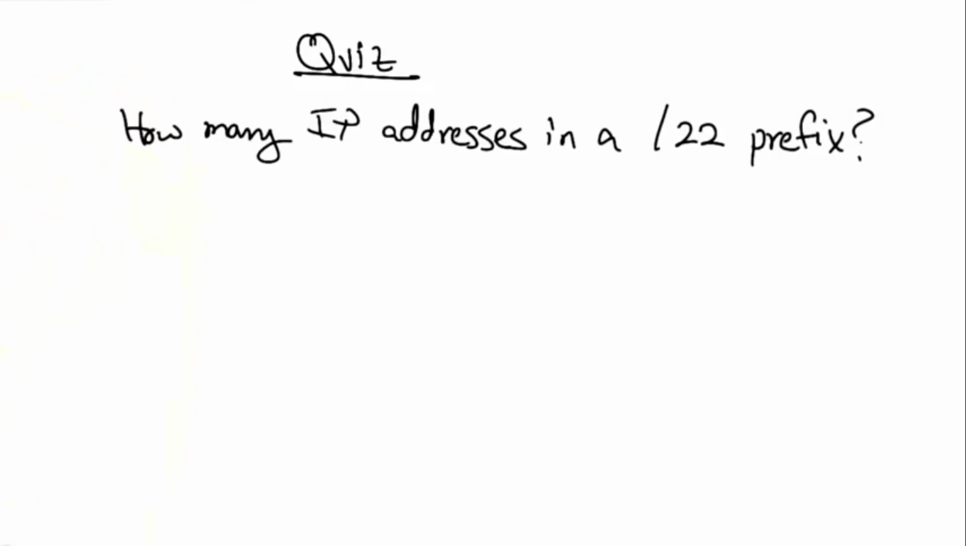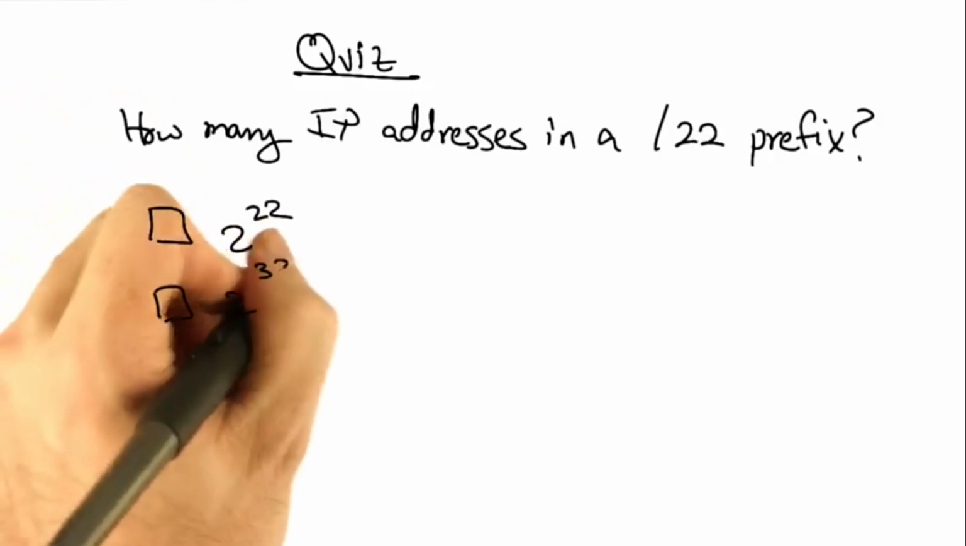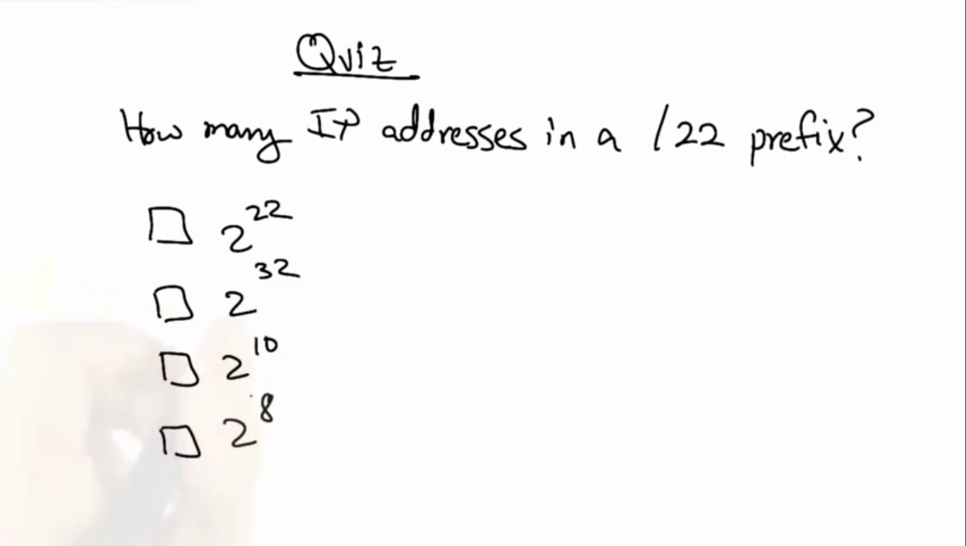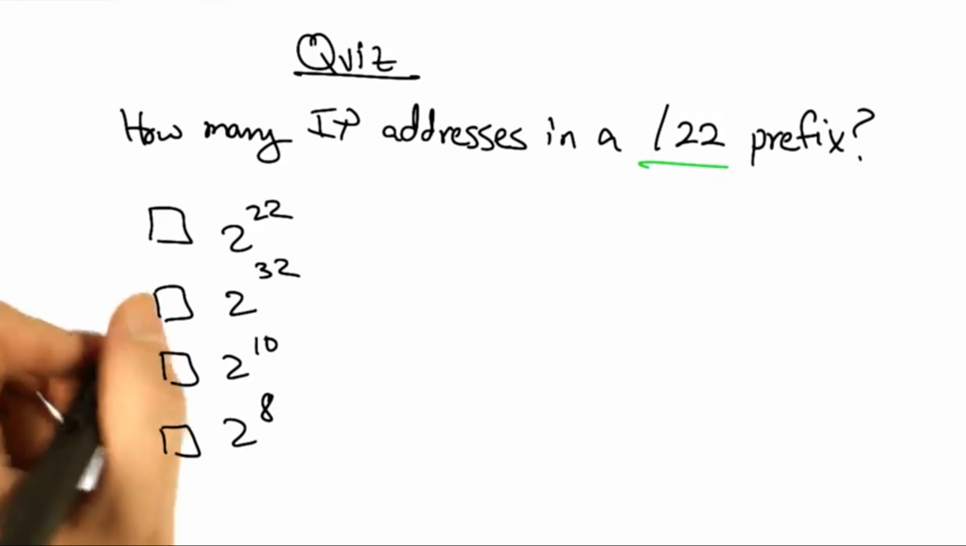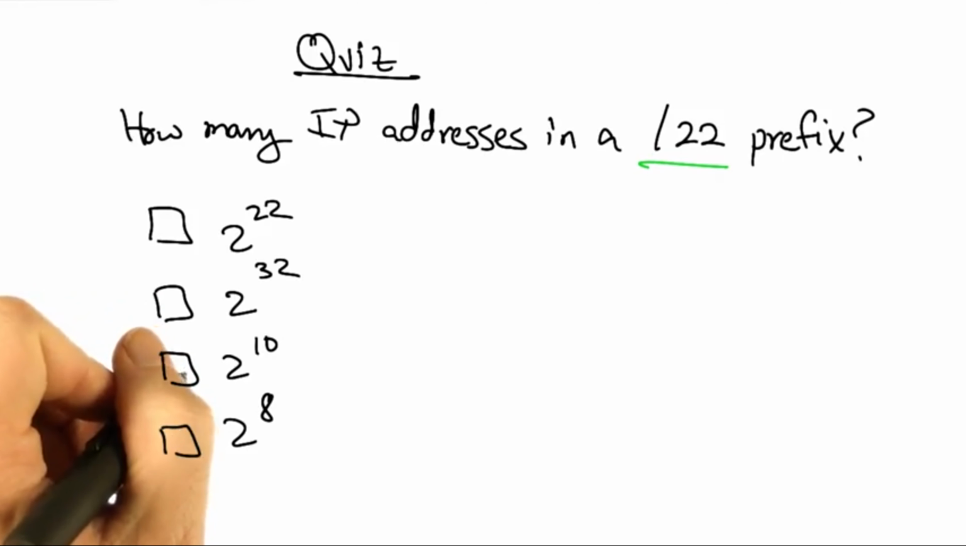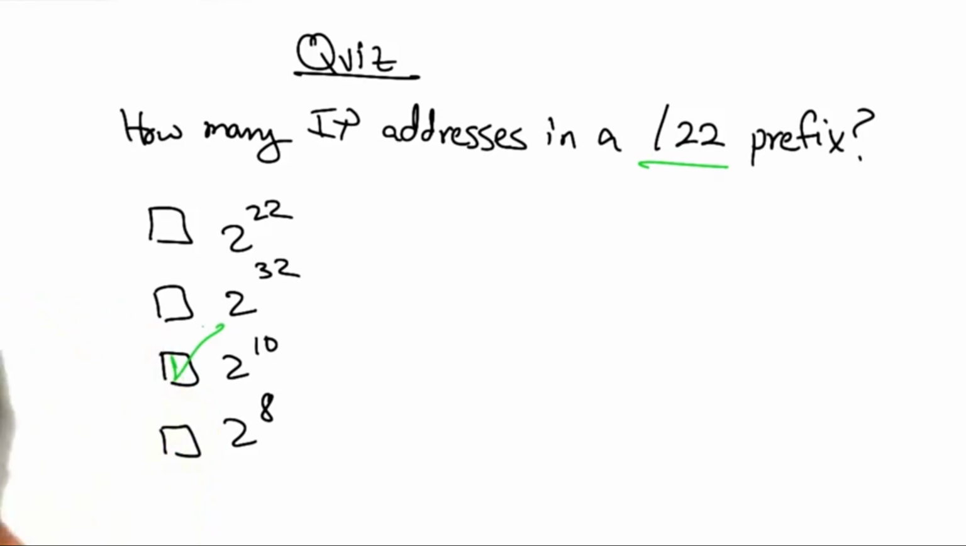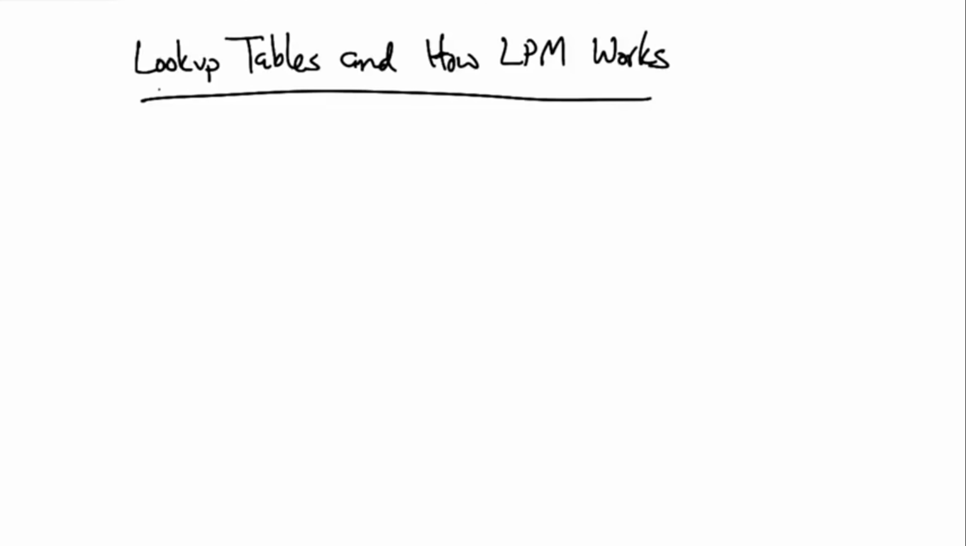So how many IP addresses does a /22 prefix represent? 2 to the 22, 2 to the 32, 2 to the 10th, or 2 to the 8th? The /22 represents the length of the network ID, and the remaining 10 bits are for hosts in that /22 prefix. So those 10 bits reserved for the host mean that this /22 prefix represents 2 to the 10th IP addresses.